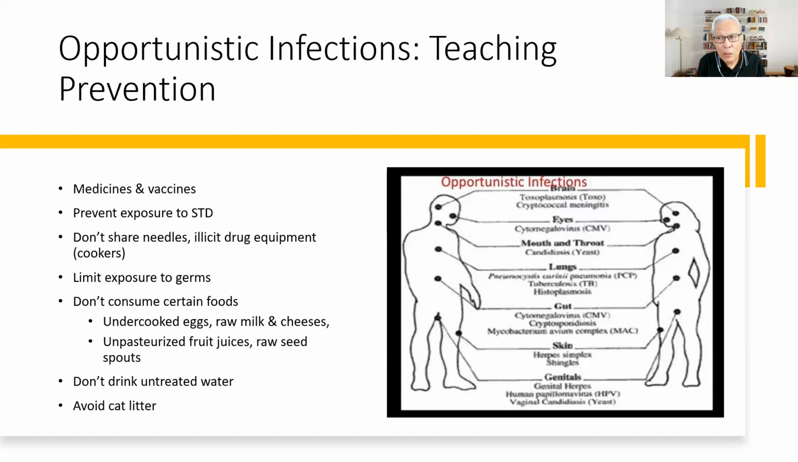So salads would not be ideal for them, or undercooked food like sushi, for example, or anything like that would not be very good diets for these patients. And of course, avoiding cat litter.